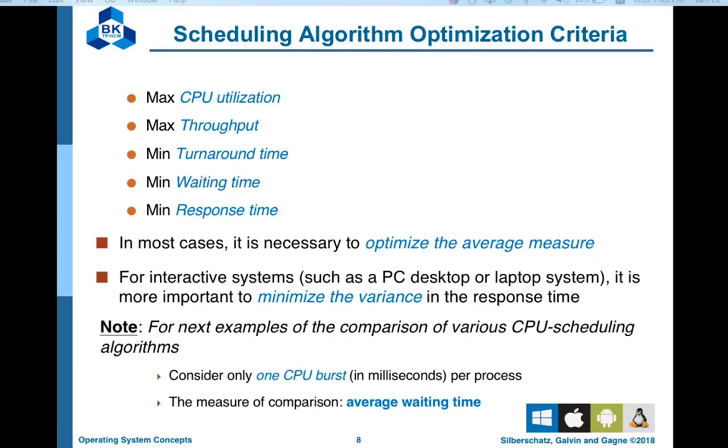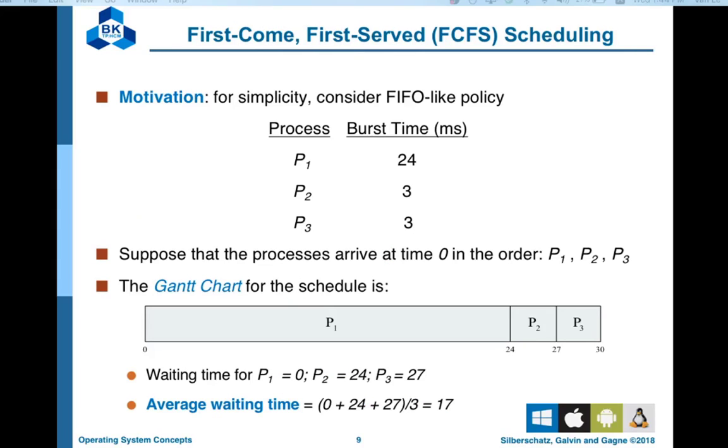For the next slide, we will study some algorithms. To make our algorithms easy to understand, we will assume that we run our processes on a single CPU core, and as the measure of comparison we will use the average waiting time. First, we have first come first serve. The idea of the algorithm is FIFO, first in first out.